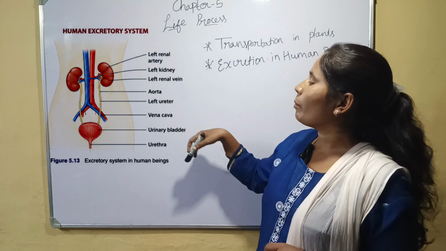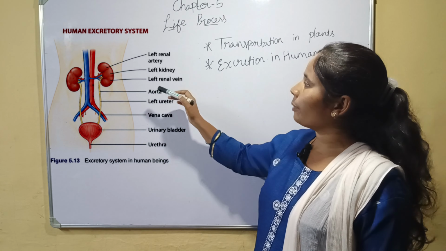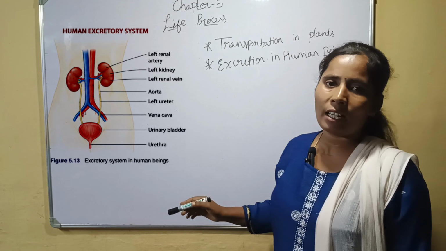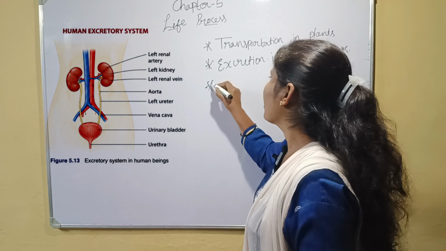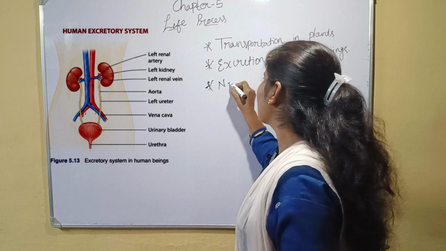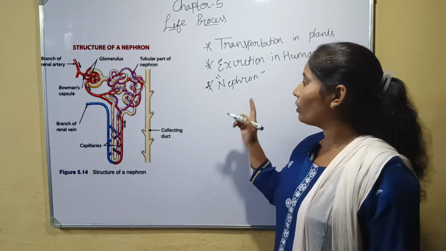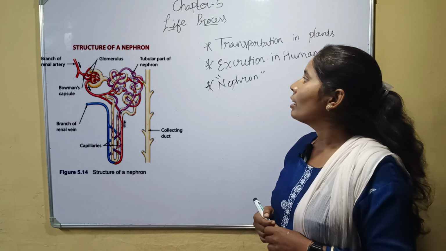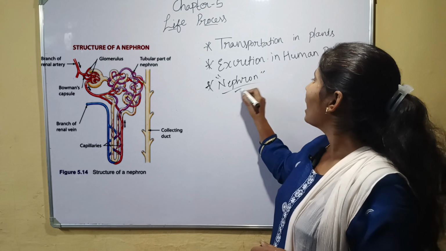So this is the diagram of excretion. It contains a pair of kidneys, the urinary bladder, two ureters and the urethra. In the kidney we come across another part called the nephron. From the exam point of view, this nephron is very important. This is the diagram of the nephron. The functioning of the kidney is carried out by these nephrons.